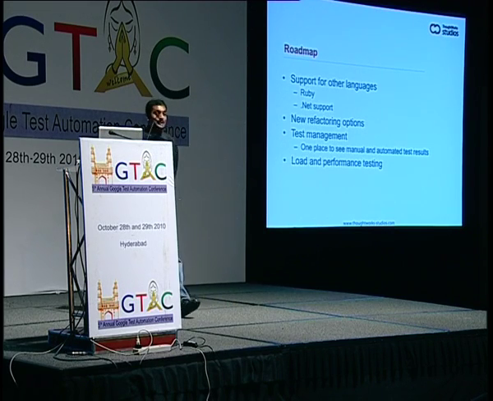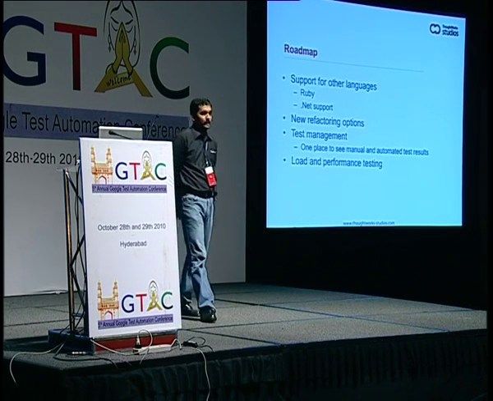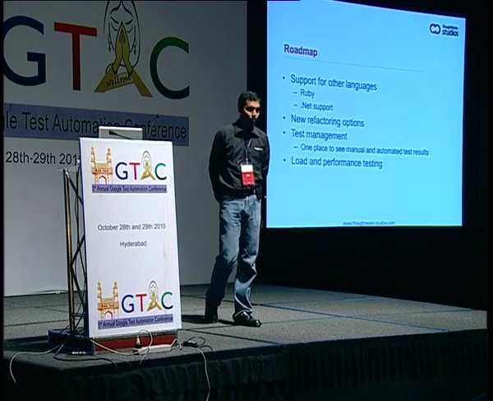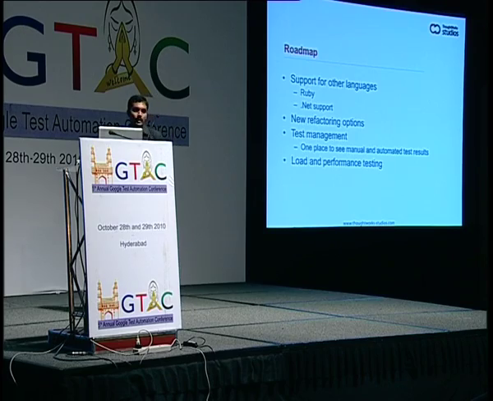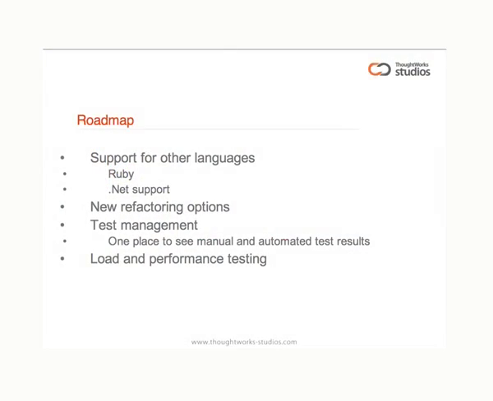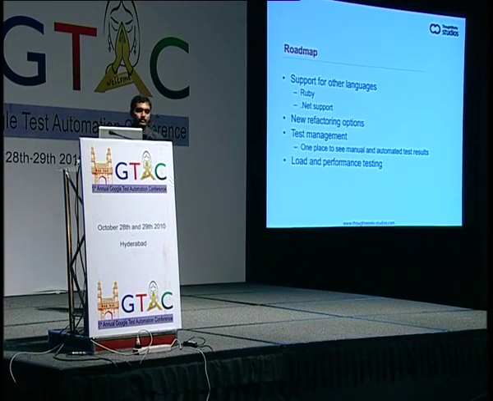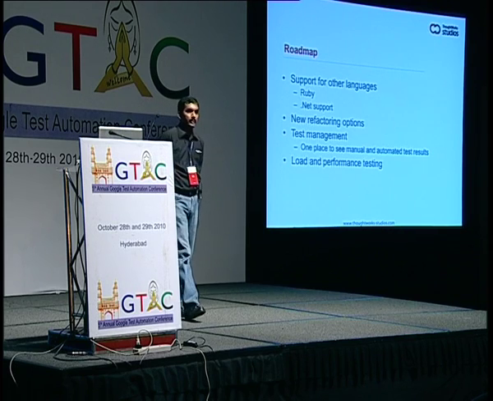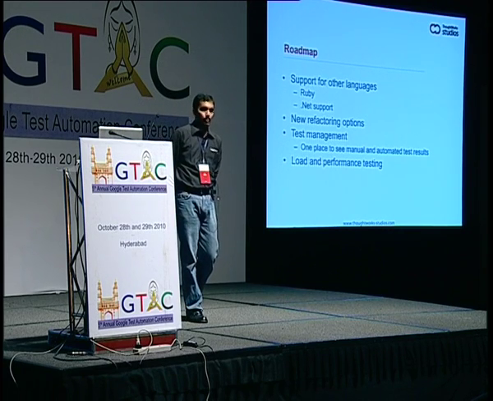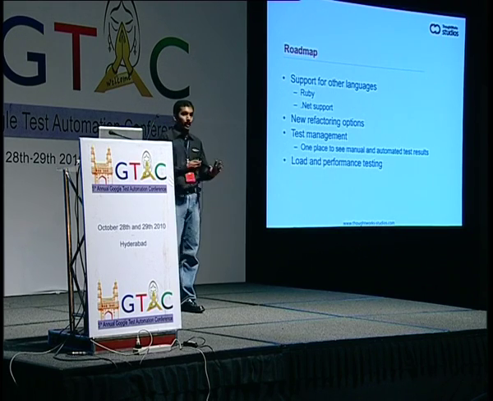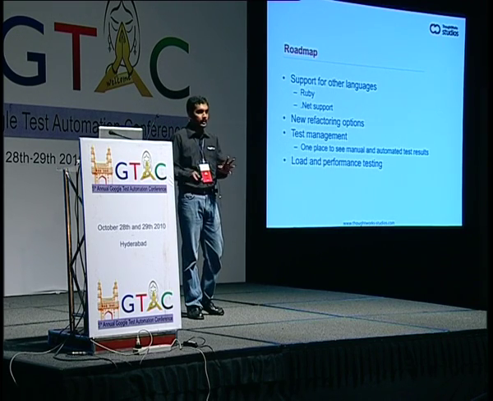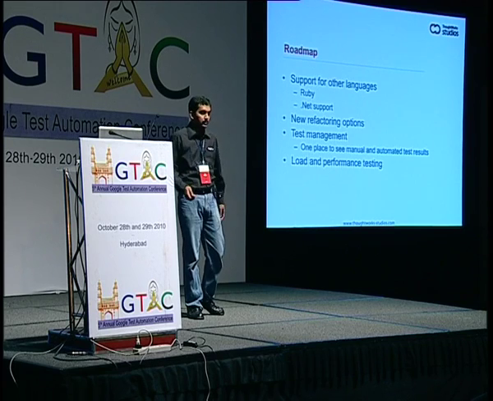Yep. So anyway, what does the roadmap for Twist look like? One of the things that we are currently working on is adding support for other languages. We have support for Java and Groovy at this point, but we are adding support for Ruby and .NET in the future. Then new refactoring options. You just saw examples of them. We'll be adding things like being able to inline concepts, being able to inline code back into your tests, if that makes sense, and so on. That allows you to write your tests in a natural way and then improve the design of your tests if that is required.